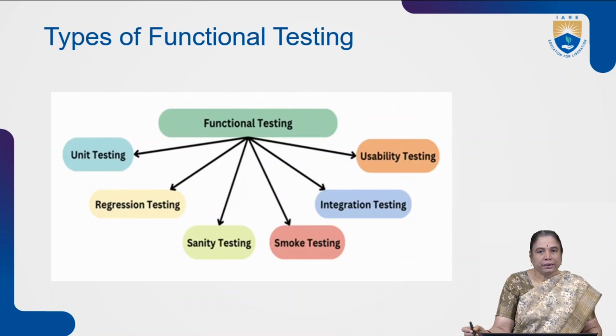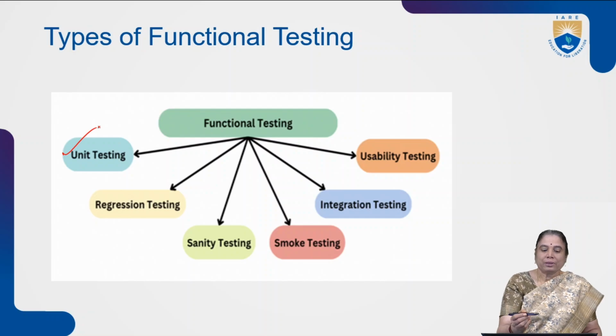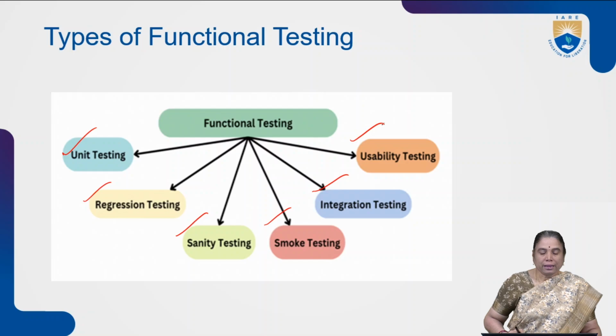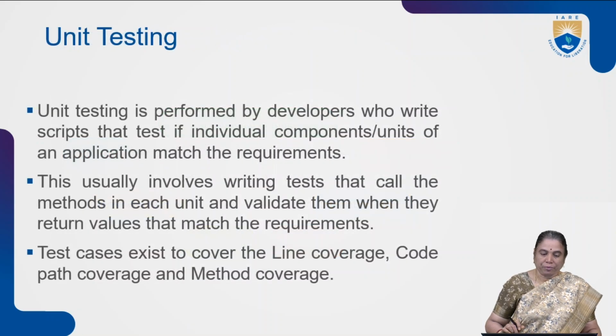A variety of functional testings are available. One is unit testing. Second, regression testing. Next, sanity testing, smoke testing, integration testing and usability testing. These are the categories or taxonomy of functional testing.